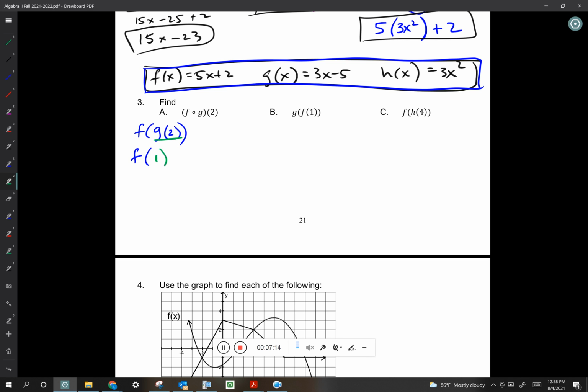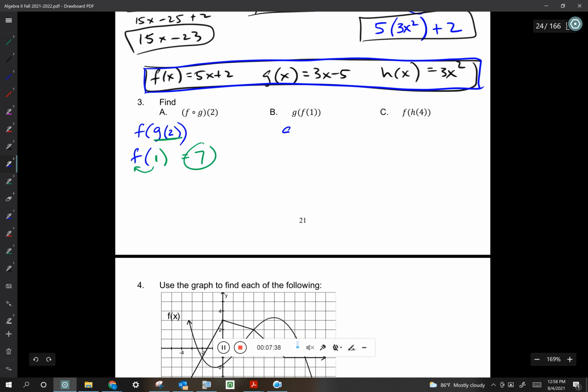So now I'm trying to figure out, well, what is f of 1? Well, if I plug a 1 into the f function, here it is. If I plug a 1 into the f function, wouldn't that just be 5 times 1 plus 2, which is 7? I like these better where, instead of x's, you have numbers, because you get a nice, neat answer. Okay, so let's look at the next one.